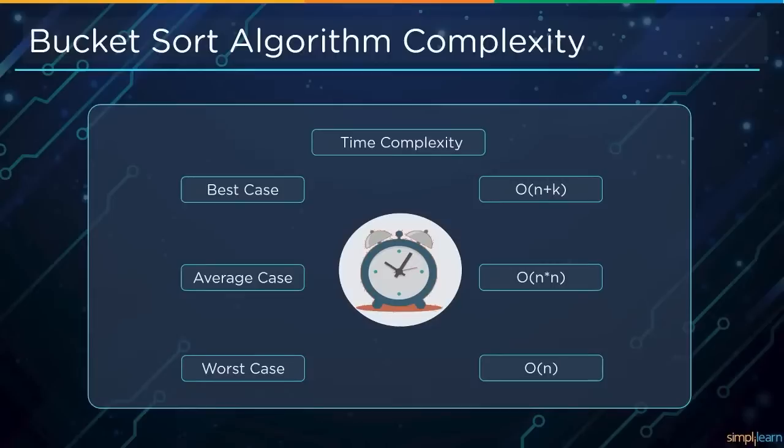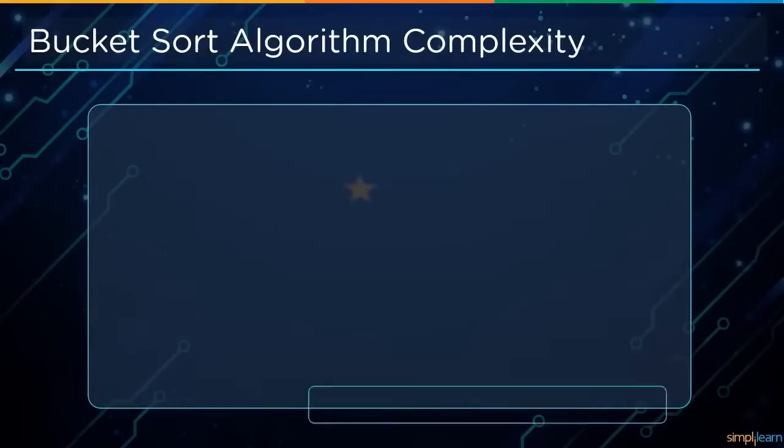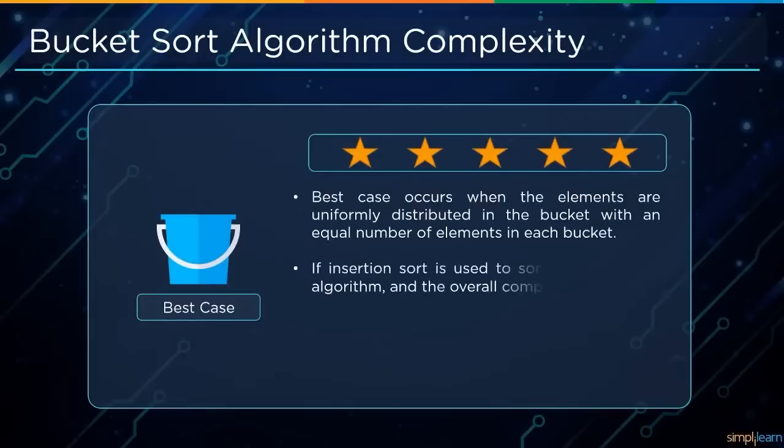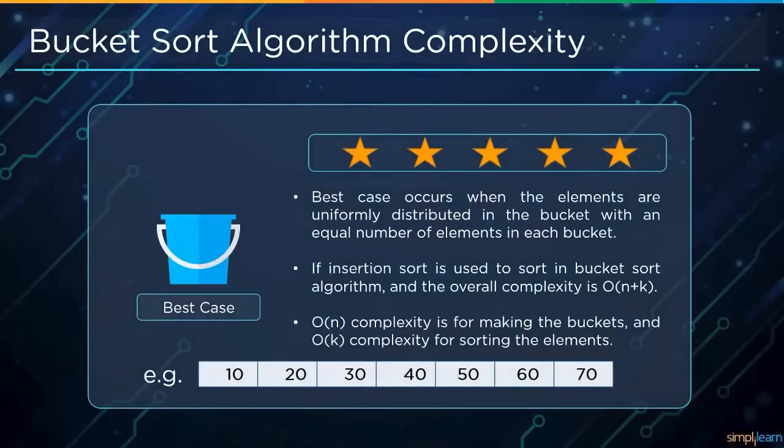So let us understand all the three cases one by one. First we have the best case. The best case occurs when all the elements are uniformly distributed in the buckets with an equal number of elements in each bucket. If insertion sort is used to sort the buckets, then the overall time complexity is O of n plus k. O of n complexity is for making the buckets and O of k complexity is for sorting all the elements.